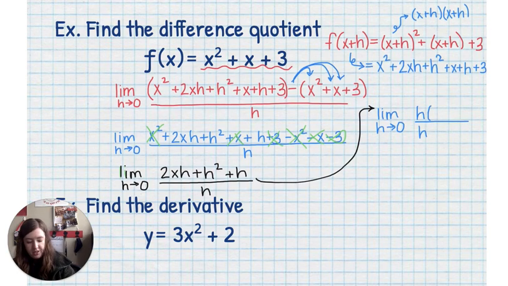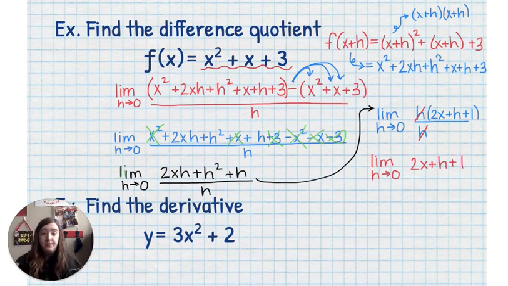We just have a 2x. h squared divided by h is h. And then h divided by h is 1. So we actually have a plus 1 on the end of that. Now I have h divided by h, and now I can cancel him out. So now I'm looking at the limit as h approaches 0 of 2x plus h plus 1.